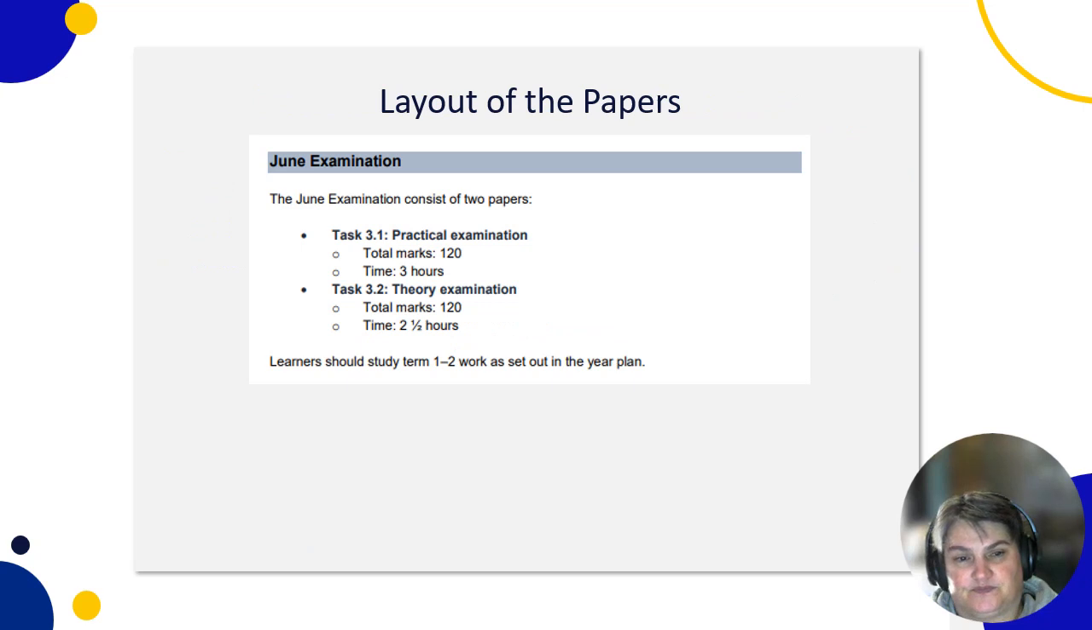What is the layout of your paper? Your June examination consists of 2 papers, the practical paper, which is a total of 120 marks for 3 hours, and then your written paper, which is a total of 120 marks, and the time is 2.5 hours. And you should focus on your term 1 and term 2 work from the year plan.